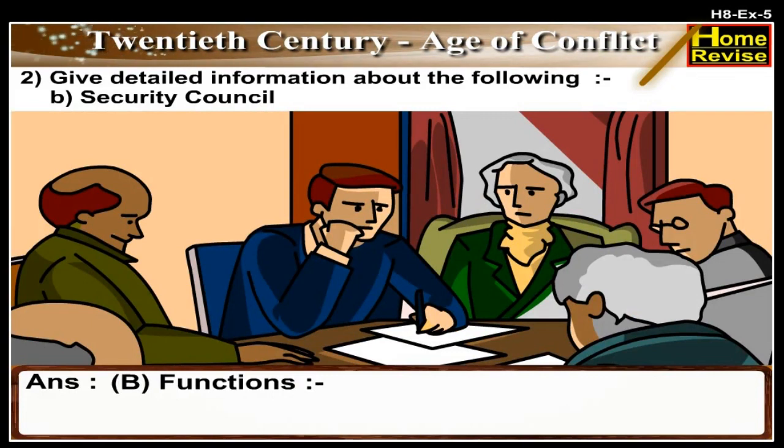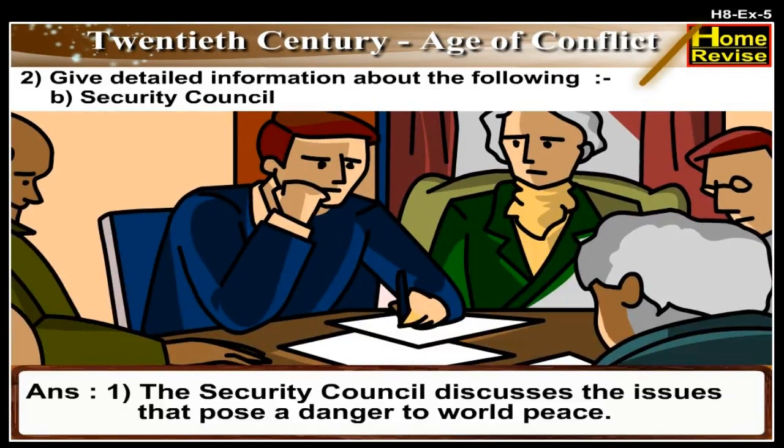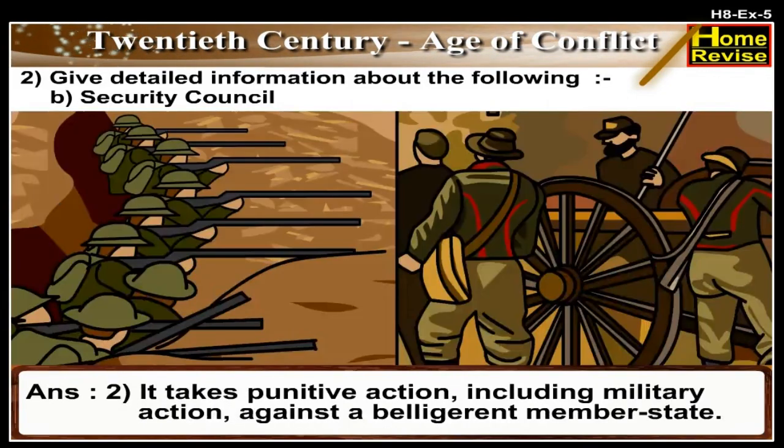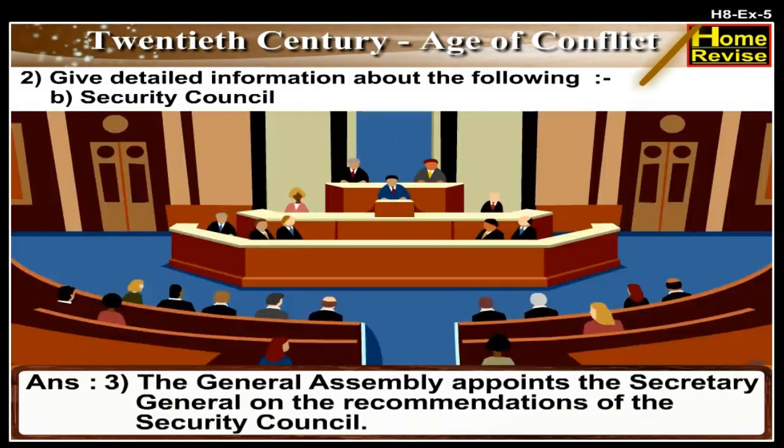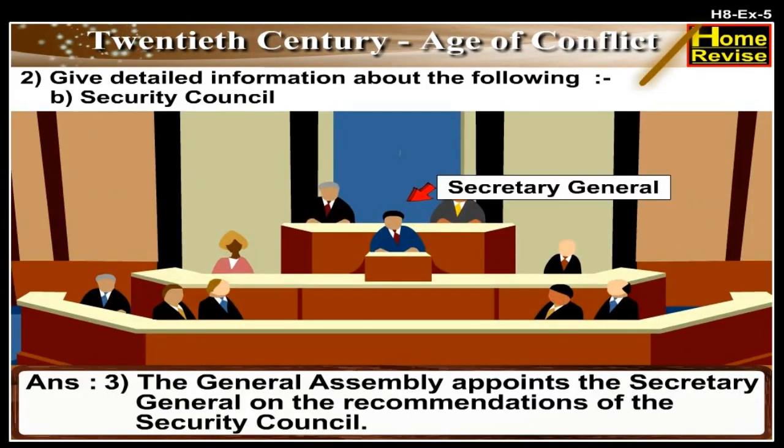B. Functions. 1. The Security Council discusses the issues that pose a danger to world peace. 2. It takes punitive action, including military action, against a belligerent member state. 3. The General Assembly appoints the Secretary General on the recommendations of the Security Council.